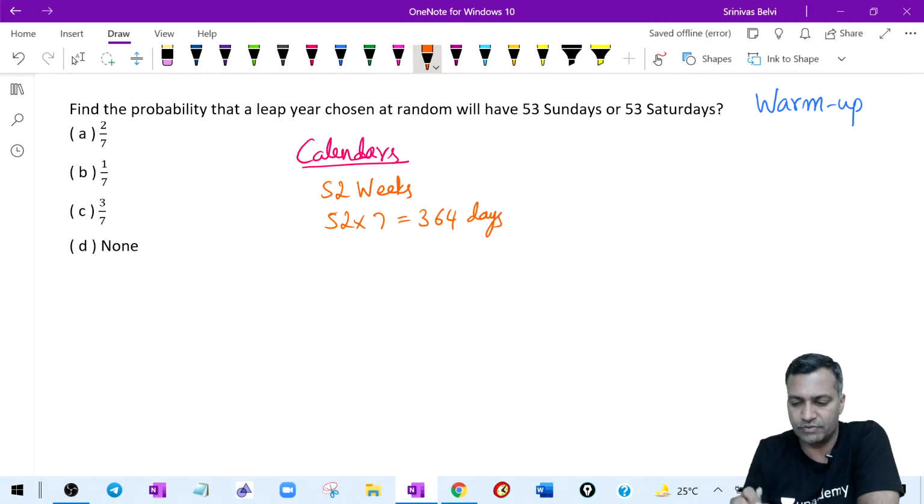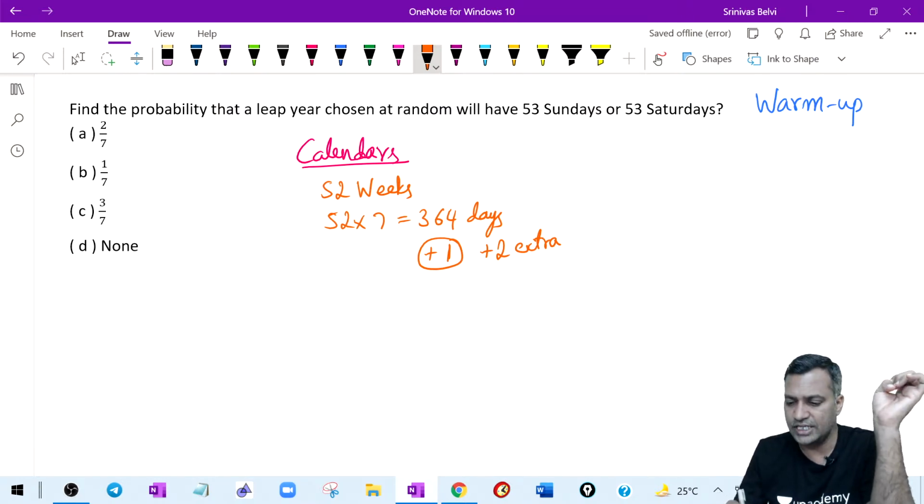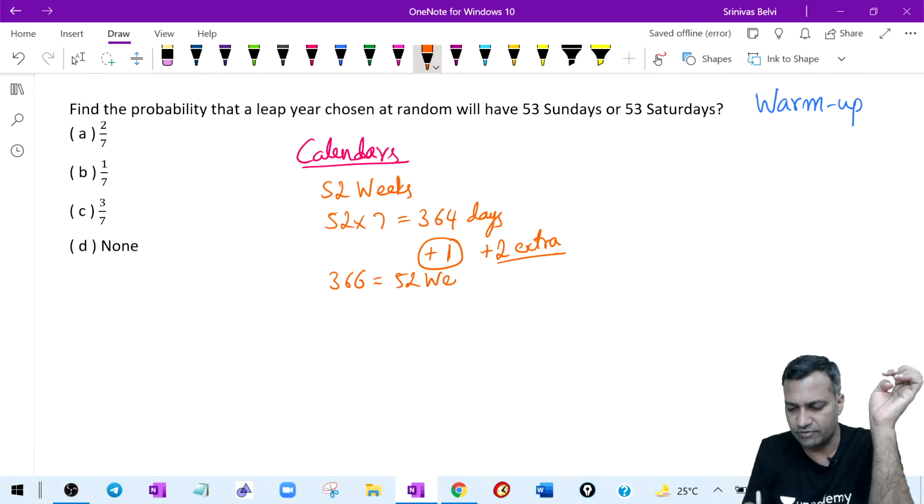Hence, if it is a non-leap year, we get one extra day. If it is a leap year, instead of one extra day, we get two extra days. Technically, in the language of calendars, we call these odd days. So a leap year has two odd days, because there are 366 days, which is nothing but 52 full weeks plus two odd days. This is how you remember this.